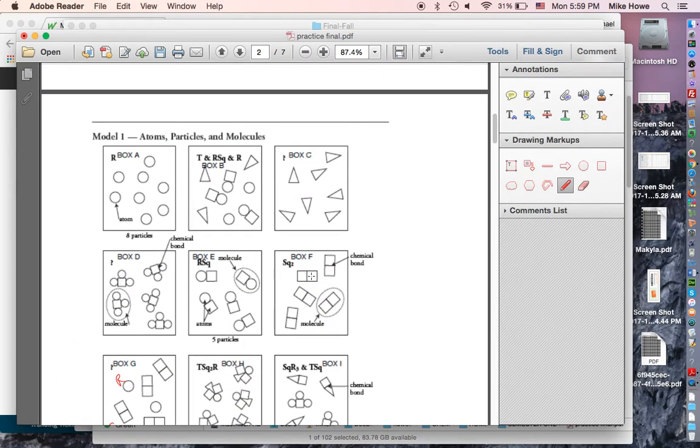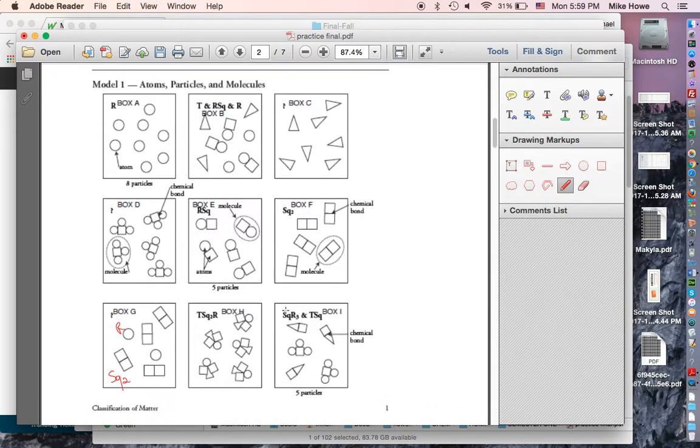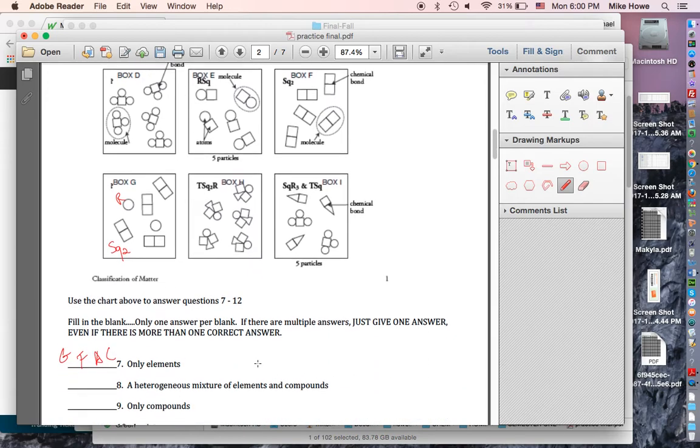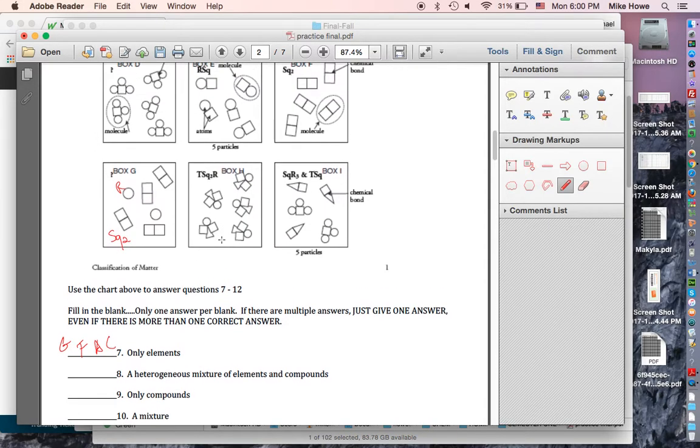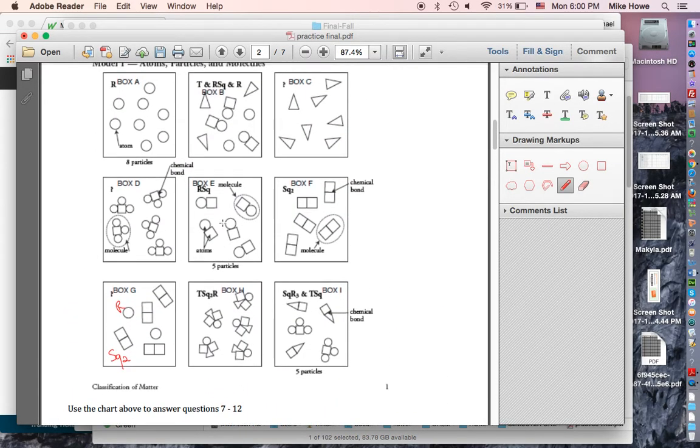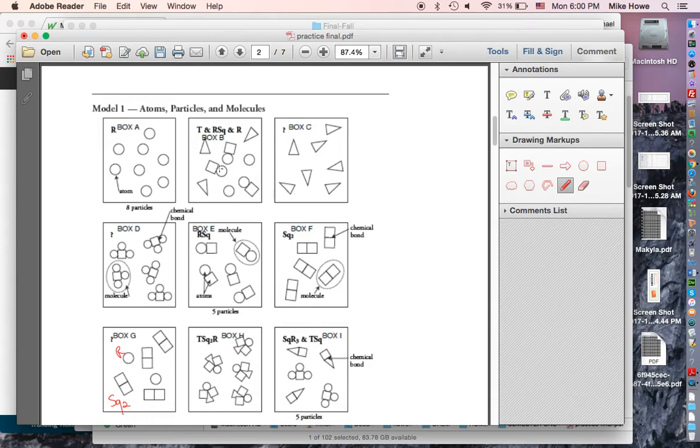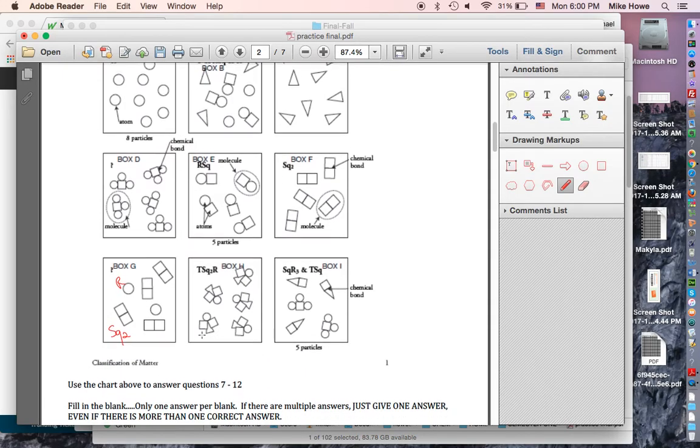B doesn't work because there's a compound. And these all have compounds. No, these two have compounds. That was an element. Compounds, compounds. So that would be G, F, A, C. Okay, heterogeneous mixture of elements and compounds. Well, there's only one box, I think, that has both elements and compounds in it, and that's this one, box B. So there's an element, compound, element, compound, element, element, compound, element, compound, compound, element. So box B.